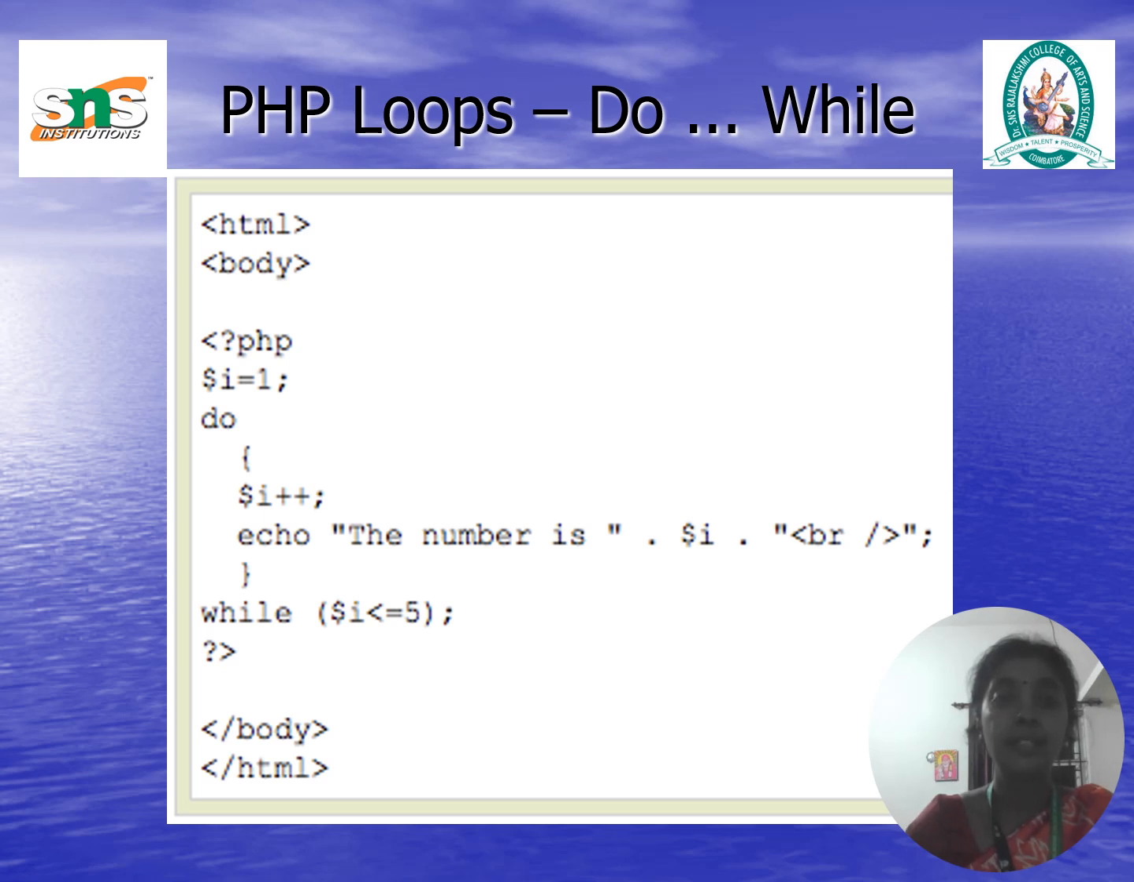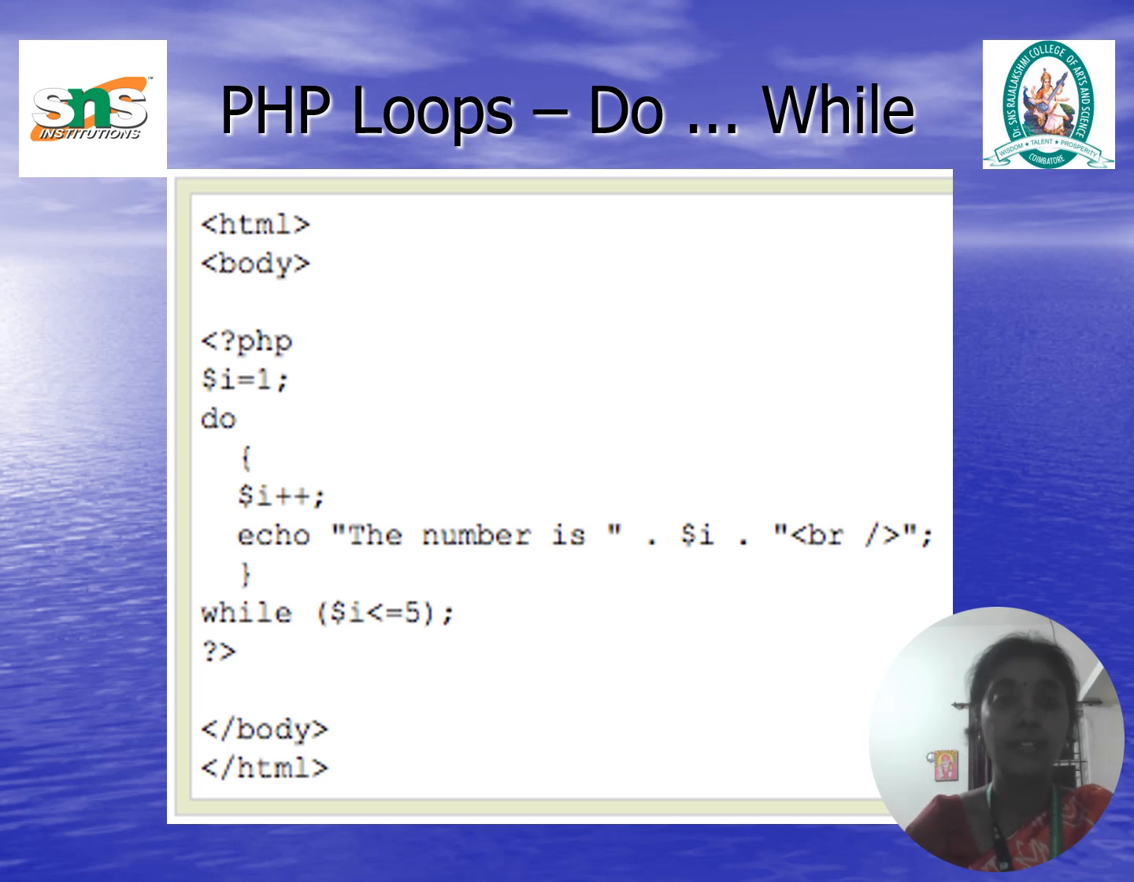Here, next one is do. You are incrementing that, i++. Then you are printing, echo the number as $i. First it will print the i value 1, then it will increment, and then it will check the condition. If the condition is less than 5, the condition is true. Again it will go inside the loop. It will repeat up to 6. If the i value becomes 6, the condition is false. It will exit from the loop.